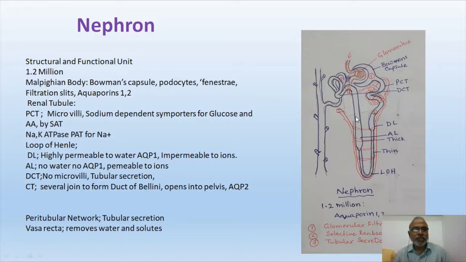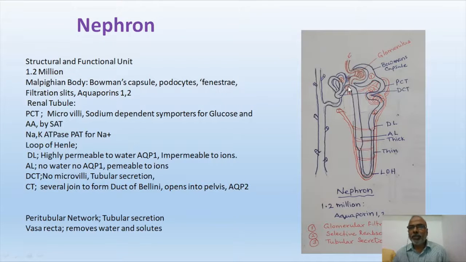Friends, in the year 2003, the Nobel Prize was awarded to the person who described the aquaporin structure and their function. This is the descending limb and this is the ascending limb. The ascending limb, after reaching the cortical region, is again convoluted, and this second convoluted portion is called the distal convoluted tubule.